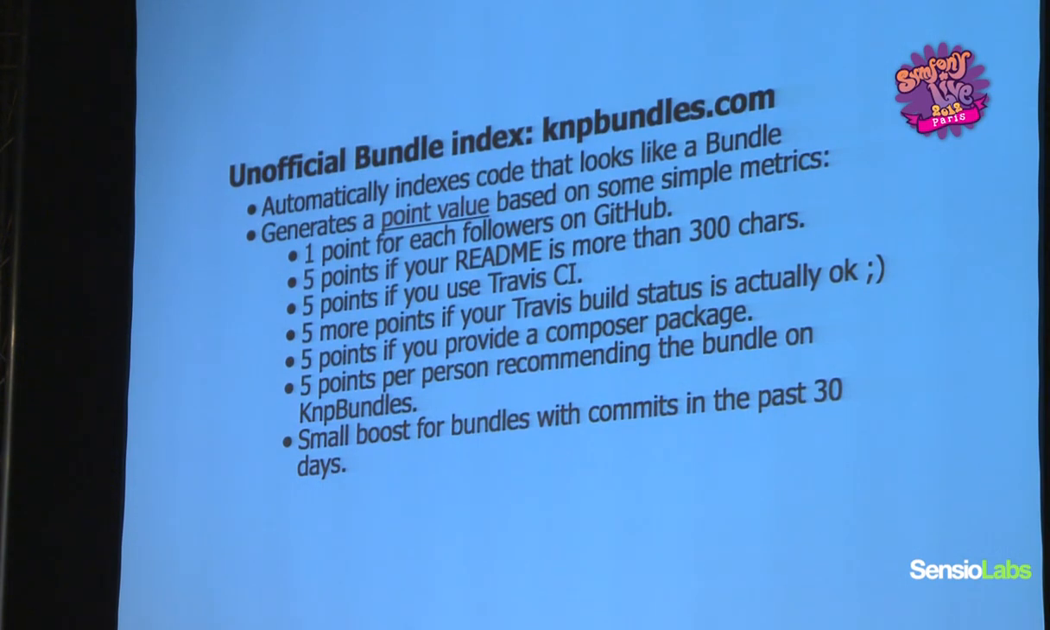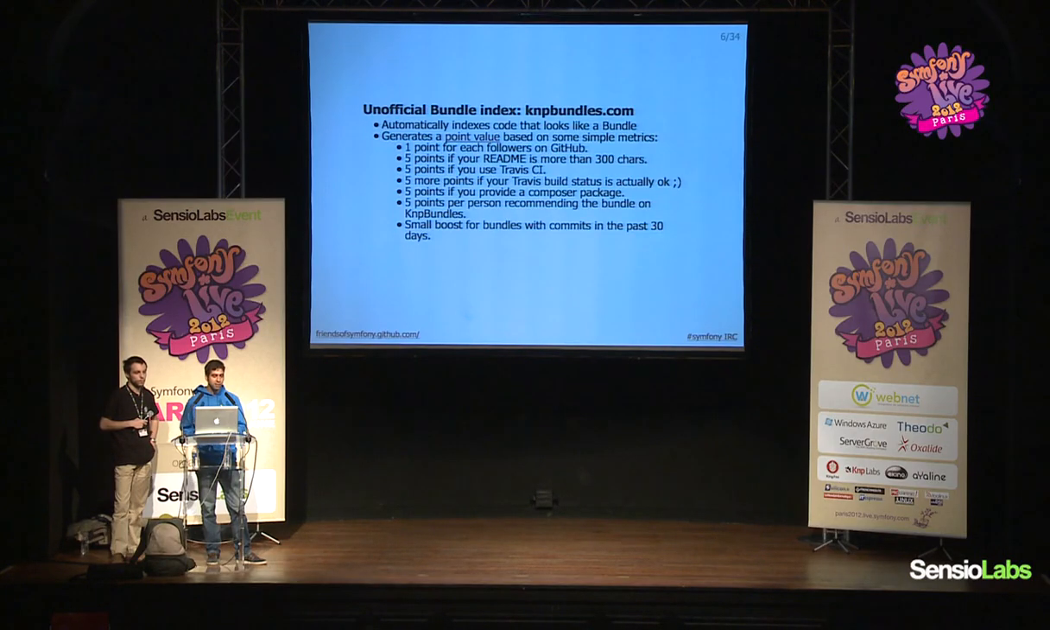So as you can see here, there's the short version of the rating system. Any follower on GitHub gets you 1 point. If you have a README that is at least 300 characters long, as an indicator of some level of documentation, you get 5 points. If you use the Travis CI continuous integration service, you also get 5 points. If the tests are actually passing on there, you get 5 more points. If you provide a composer file, you also get 5 points, and if you have people recommending it, et cetera.